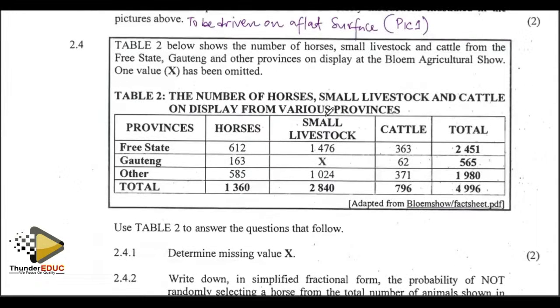2.4. Table 2 below shows the number of horses, small livestock from Free State, Gauteng, and other provinces on display at the blue agriculture show.